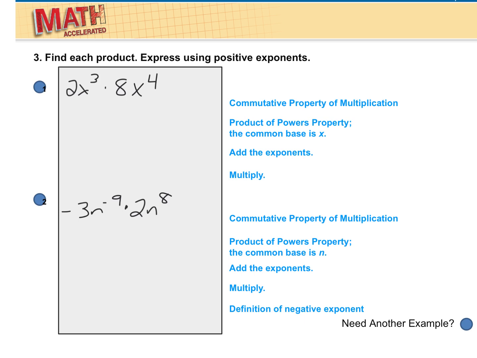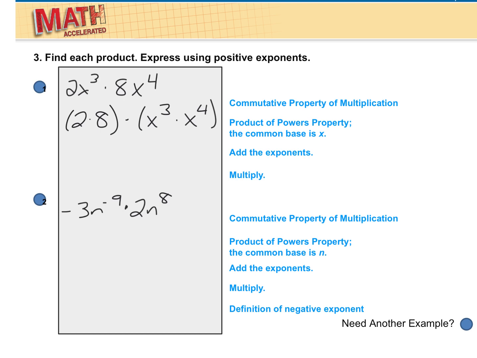So on number 1, what are like terms? The x's go together. What else go together? The 2 and 8 go together. 2 times 8, our integers. And then our x's go together. Now, those exponents are attached to the x, so they go wherever the x goes. Keep those exponents with the x. Now we just have to simplify.